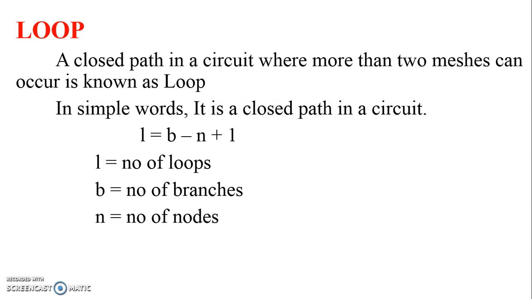Next one is the loop. A closed path in a circuit where more than 2 meshes can occur is known as a loop. The number of loops can be found using the formula L equal to B minus N plus 1. Here L is the number of loops, B is the number of branches available in the circuit, and N is the number of nodes of the given circuit.